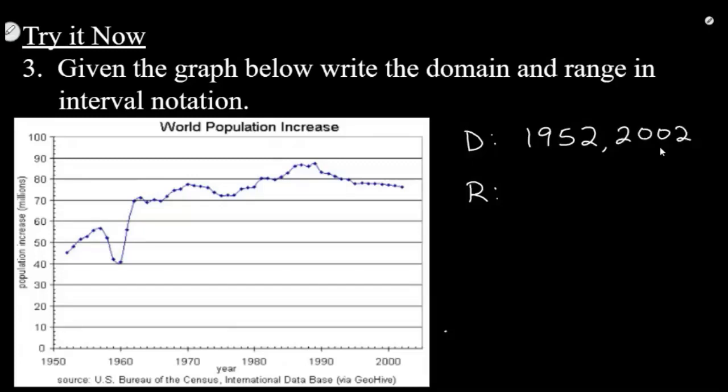All right, so what happens there? Do we see any open circles? So what does that tell us about our grouping symbols on the ends? Both will be brackets, that's right. Okay, and how about the range? I think 40. Yeah, it looks like it comes down and just touches that 40. So 40 is our lowest value. And then what is our highest value?